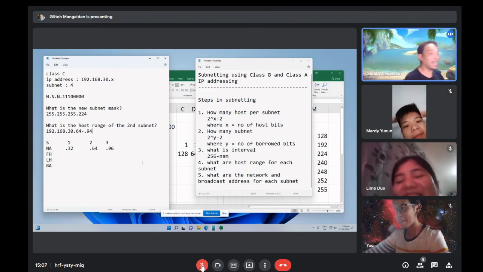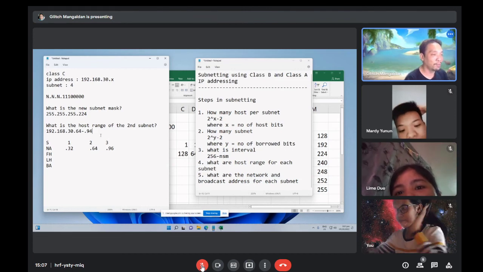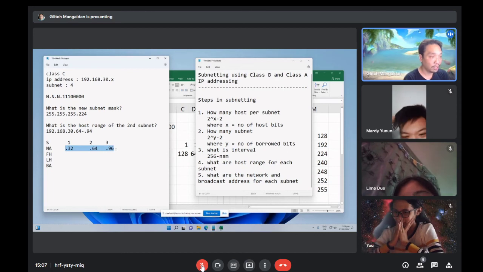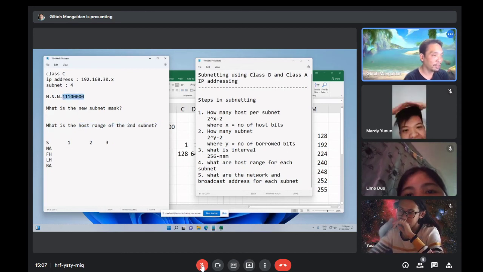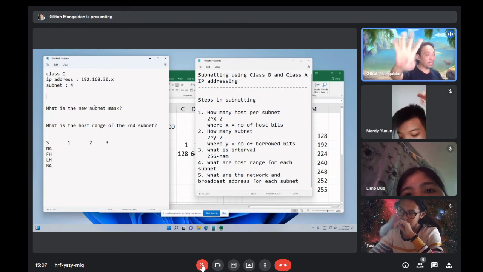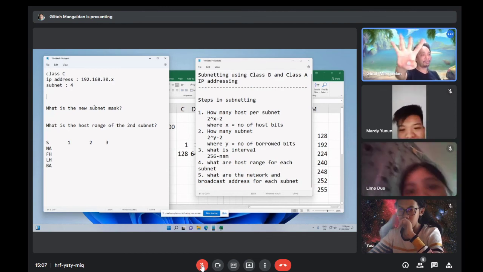Okay. Ngayon, subukan natin. Answeran natin ng walang notes. Buburahin ko to. Okay. Ito lang yung given. 4 subnets. Tingnan yung daliri ko. Daliri lang titingnan. 4 subnets.